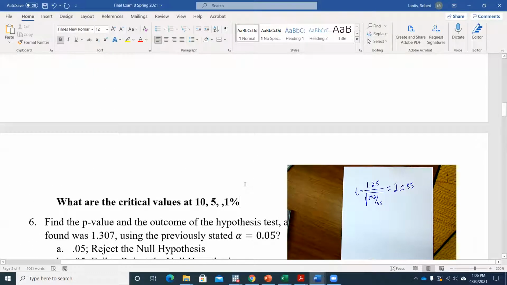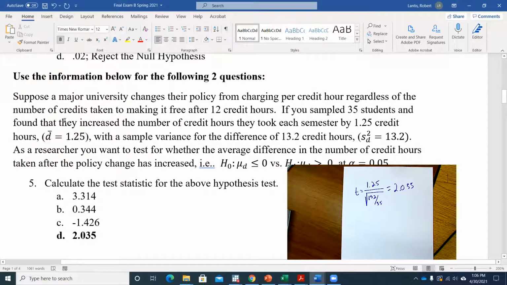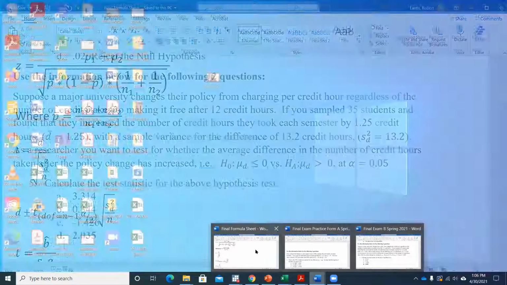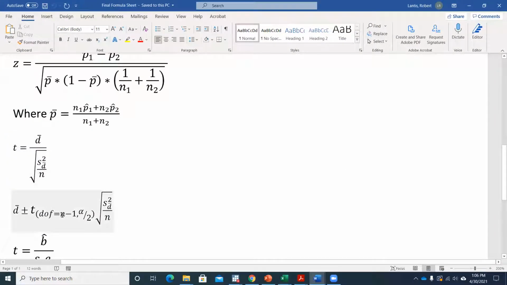So what are my critical values, right? Well, I've got the 10, 5, and 1% levels. Anytime we're dealing with matched pairs, and the formula sheet reminds me of this, I'm dealing with that student t-distribution, and my degrees of freedom goes back to n-1.